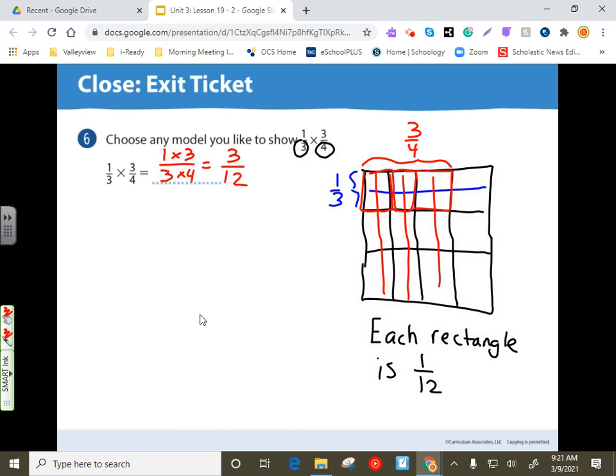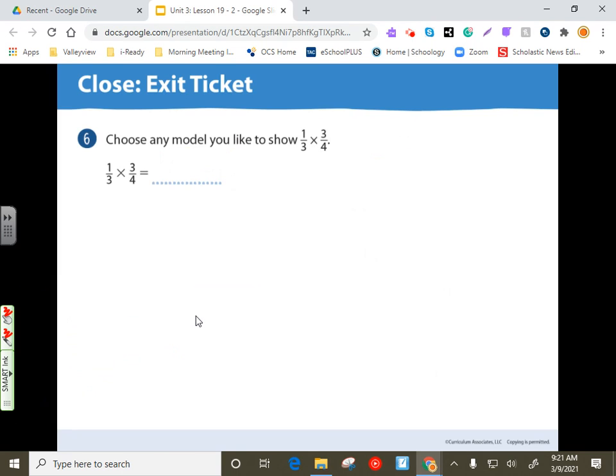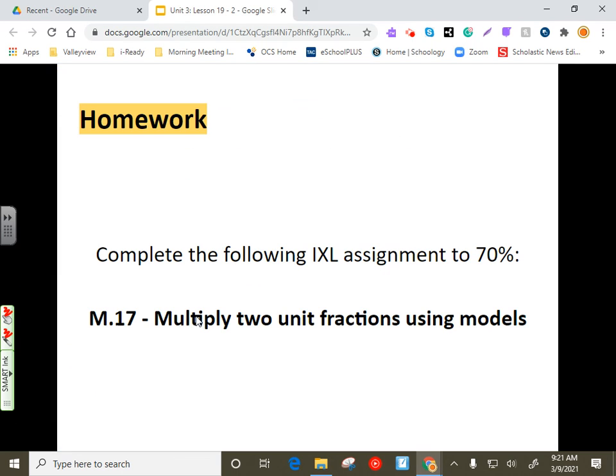All right, pretty straightforward, pretty simple. For your homework today, it's going to be M17. So you're going to skip from 1 all the way to 17. There's a lot of lessons in the M section of IXL. That's why we might skip around a bit. It's multiply 2 unit fractions using models, and it's really exactly like what we did on page 396. So reference that if you're having any trouble with the IXL today.